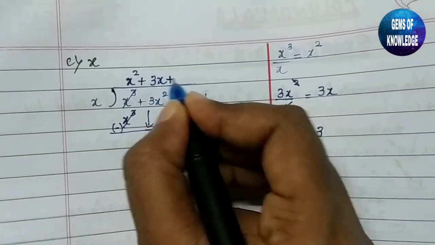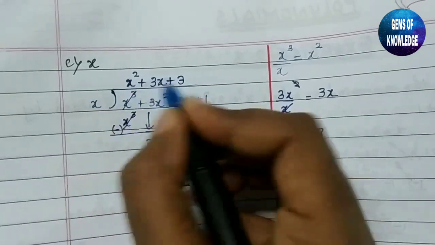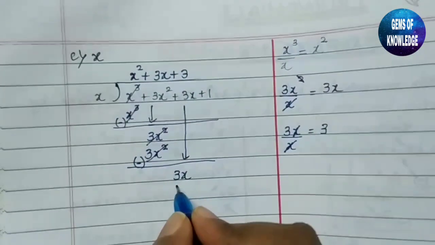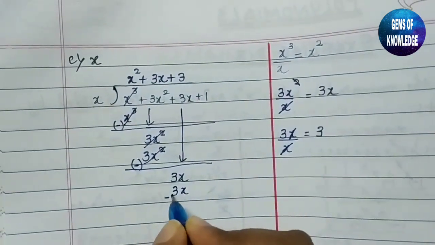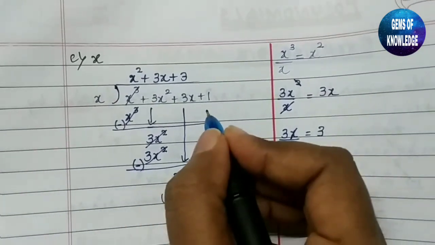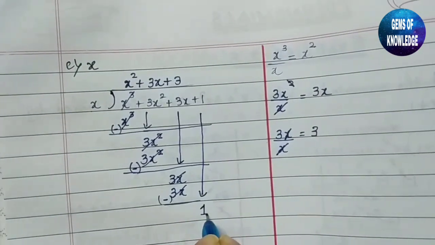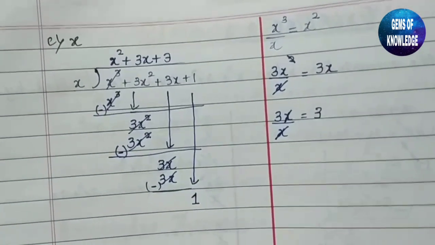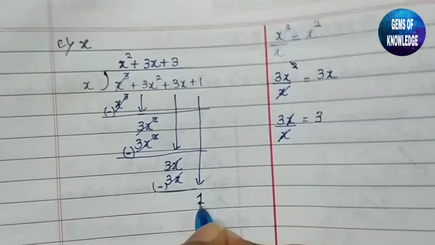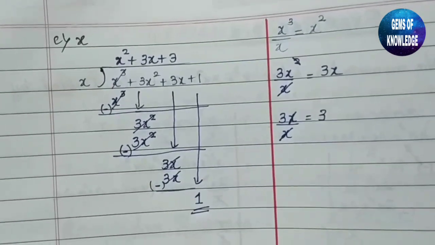So you will write plus 3 and this 3 is multiplied by again x. So 3 into x, you are getting 3x. Again change the sign over here and you are getting 0 and this plus 1 will be taken down. Okay, so now you cannot divide this 1 with this x, so the remainder is 1 itself.